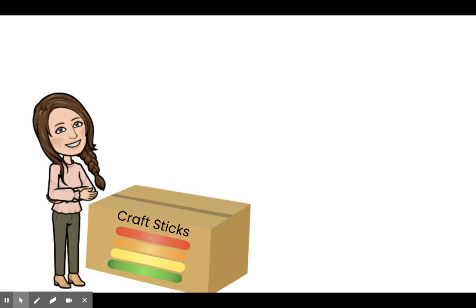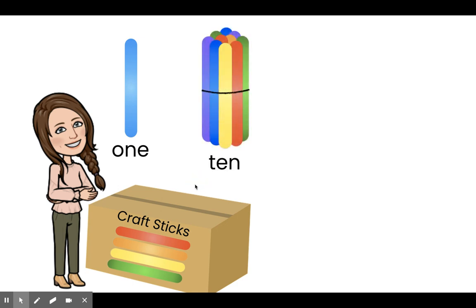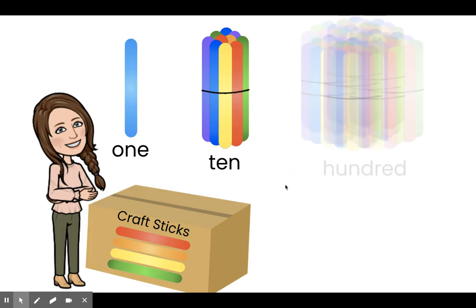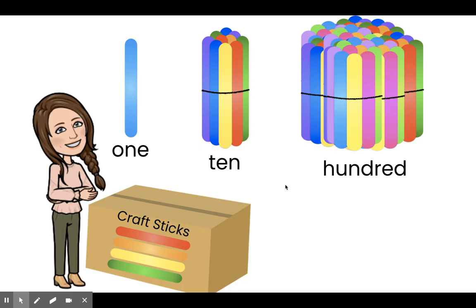Welcome back. Remember yesterday we used my box of craft sticks to count. We made groups of tens and even groups of hundreds. Let's review. We can have one stick to count with. One stick represents the number 1, or numbers that are in the 1 place value. We can also have groups of 10. When we bundle a group of 10 sticks together, these represent groups of 10, or the 10 place value. We even made bundles of 100. When we have groups of 100, this represents the hundreds place value.